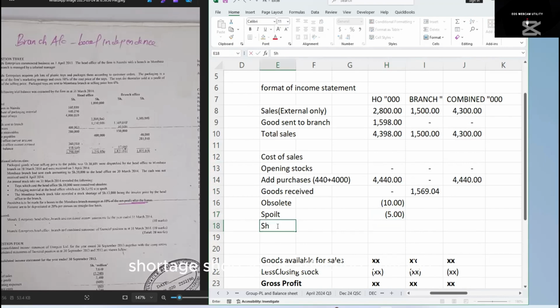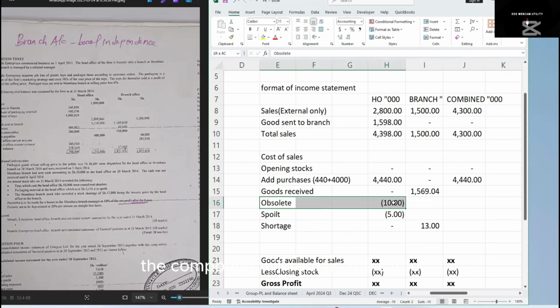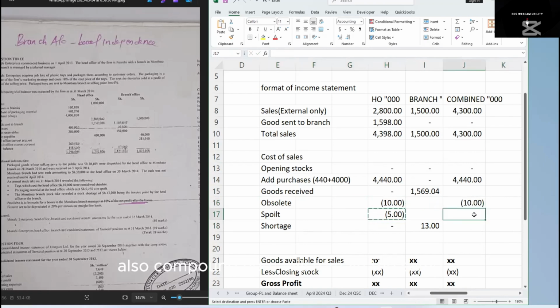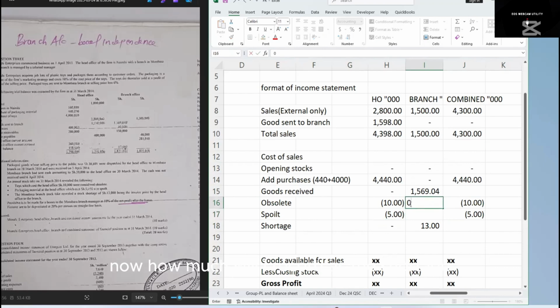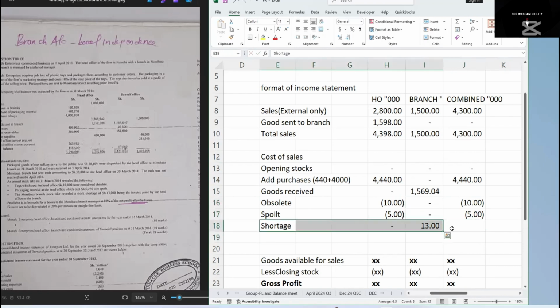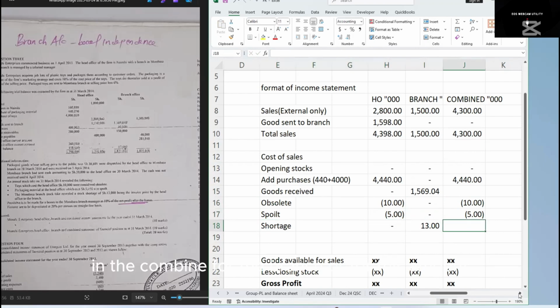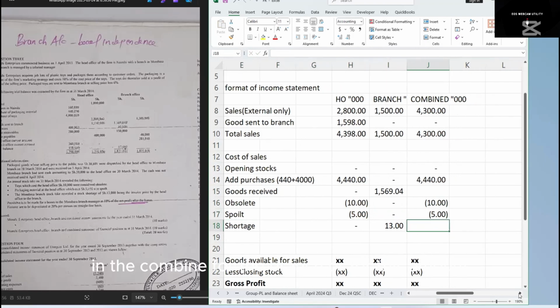Shortage. Shortage is affecting only the branch. So 0. Shortage is 13. So for this one, the combined will remain the same. This combined will remain the same. Also, combined here will remain the same. Now, how much will I record as the shortage in the combined for the branch or for this amount? How much will it put?